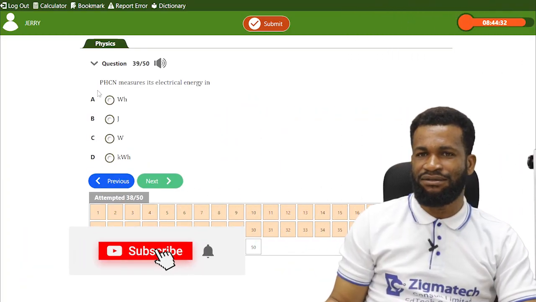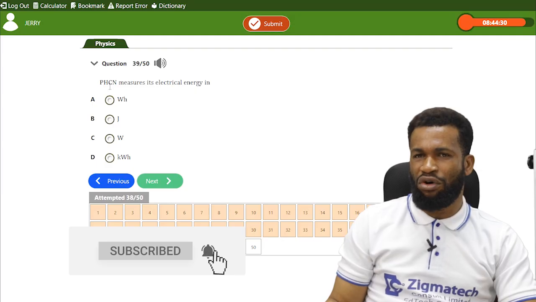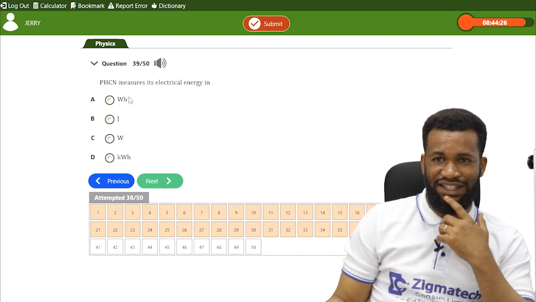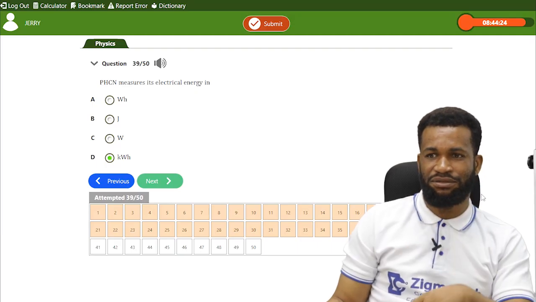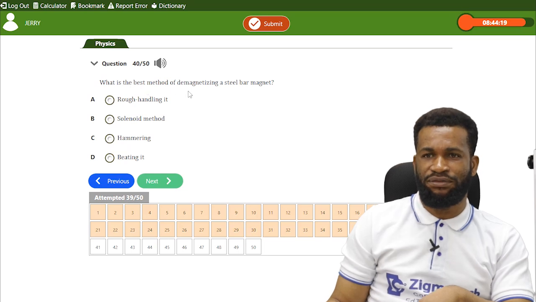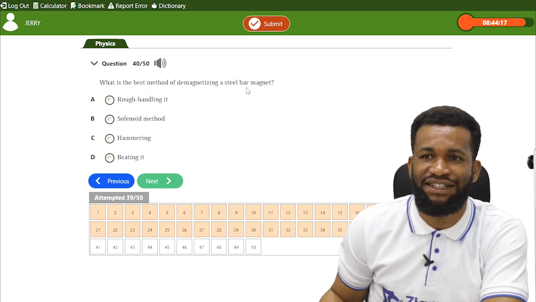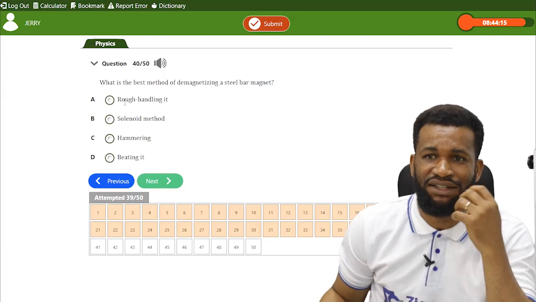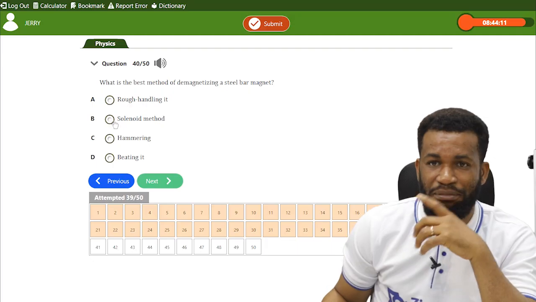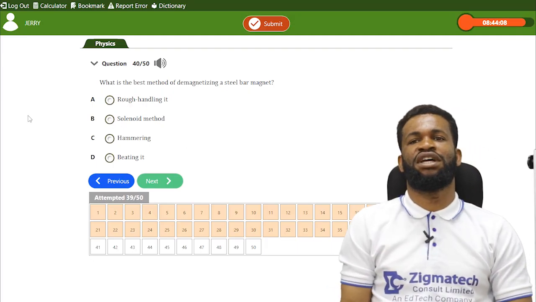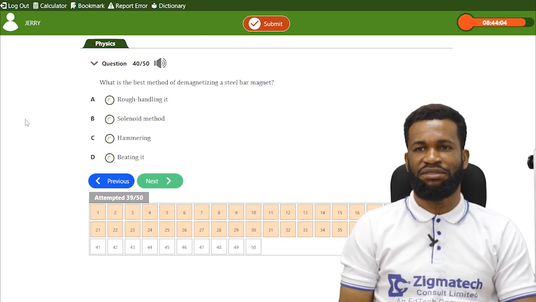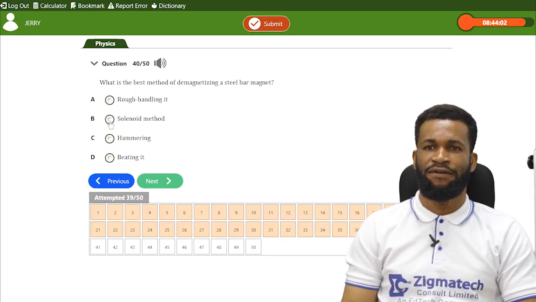Now, PHCN, Power Holding Company, probably Nigeria, measures electricity energy in kilowatt hour. That one is kilowatt hour. What is the best method of demagnetizing a steel bar magnet? Rough handling it, hammering it, beating it. The best method is when you put it in a solenoid, it can be demagnetized. I will pick solenoid.